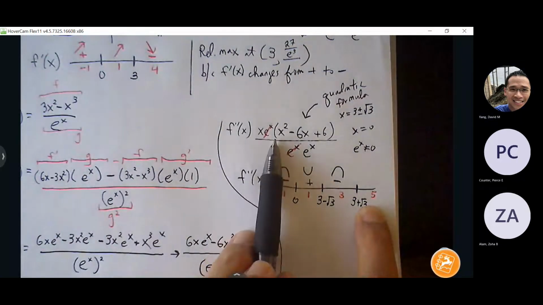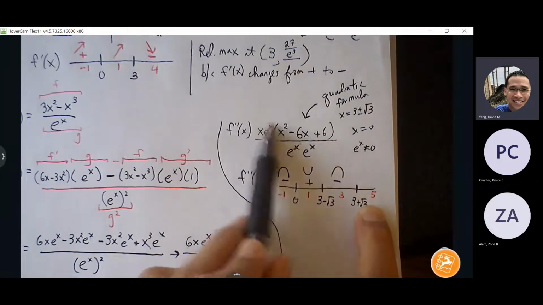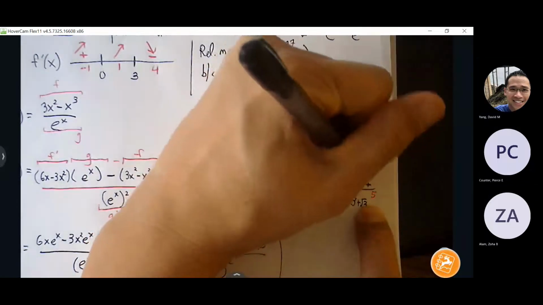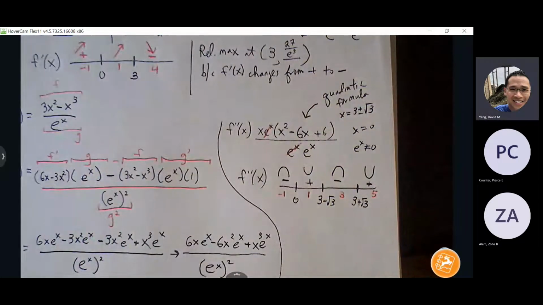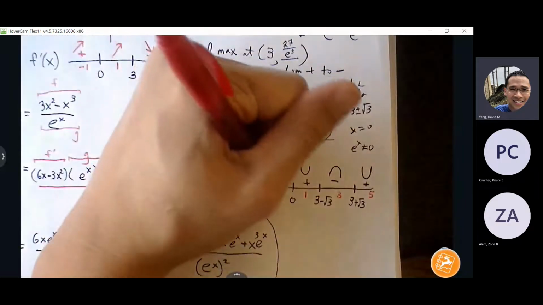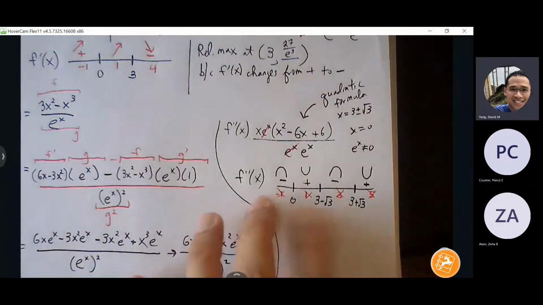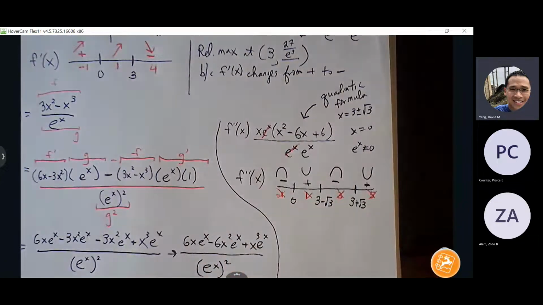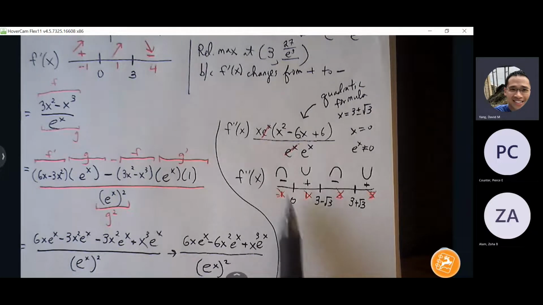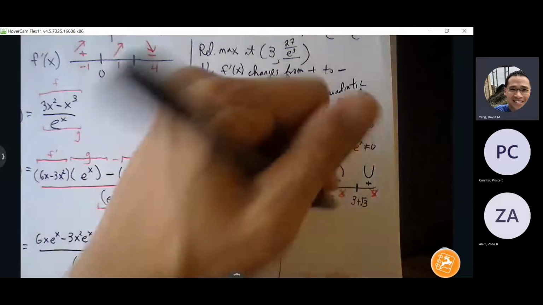Plug 5 in. 25 minus 30, -5 plus 6, that's positive. So everything is positive here. Right. By asking for intervals of concave down, concave up, you can just pull those intervals from the sign line. Again, don't use these test points anymore. You're just using -infinity, 0, 3 minus root 3, 3 plus root 3, positive infinity. If I ask for a point of inflection, you will say 0, because there's a change in sign. 3 minus root 3, there's a change in sign. 3 plus root 3, change in sign. So you have 3 critical points.